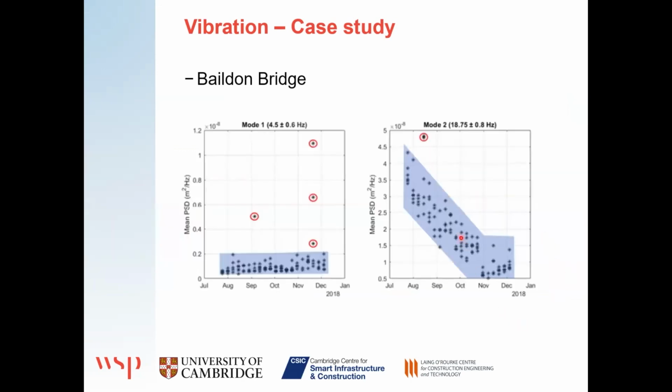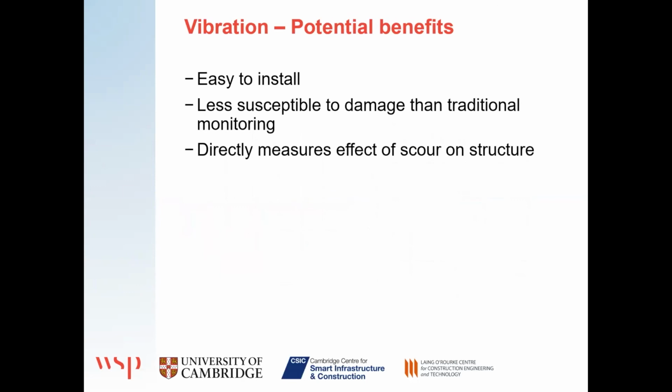And this is a plot showing the mean power spectral density of horizontal vibration at that middle pier. And for one of the vibration modes, there's a really clear reduction in that power spectral density as the repair progressed. So it's, again, showing that. There's a clear trend that we can spot here in detecting the differences that scour is causing.